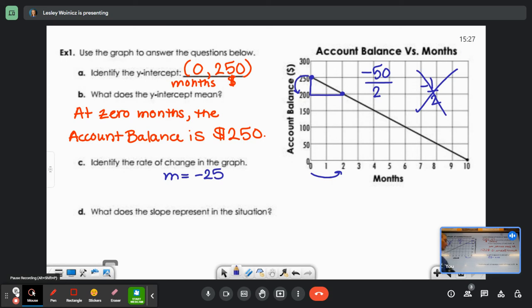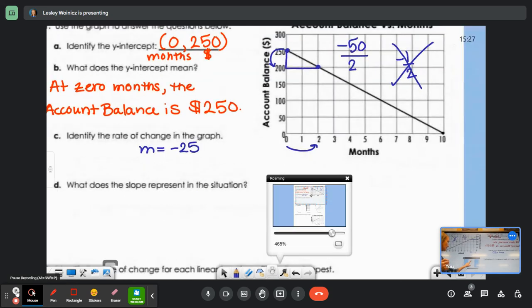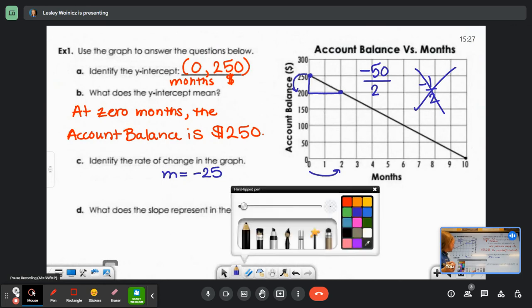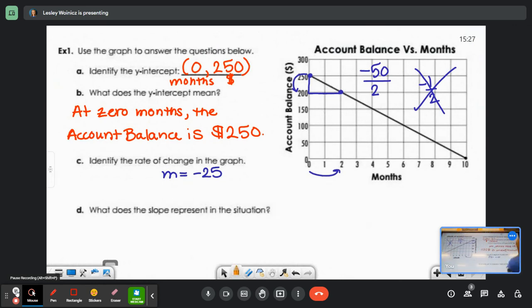Okay, so now we have to explain the slope in the situation. Let's retrace our steps a little bit. Our negative 25 came from the negative 50, which came from the money, right? So the negative 25 has to do with the money in the account. The 1 that we are allowed to write under the negative 25 came from the 2, which was the number of months that it took to decrease $50. So the 1 is the months.